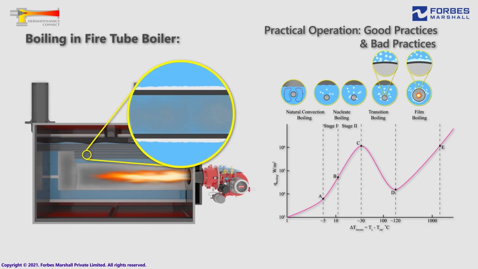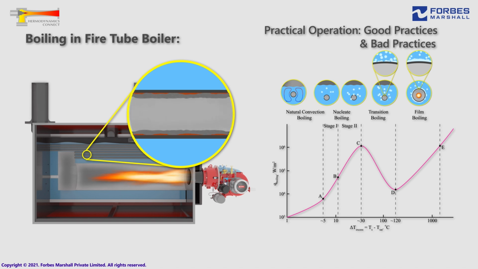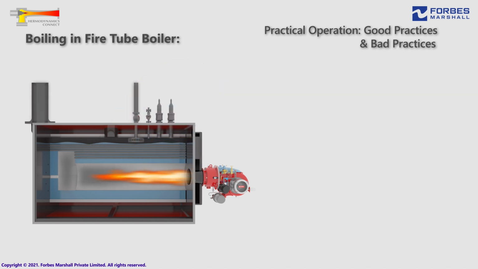As the scaling layer thickness increases, it severely hampers a boiler's steam generation capacity, reducing it by as much as 50%. The soot and corrosion layers in the path of flue gases reduce the available cross-sectional area for flue gas flow. This leads to higher pressure drop and greater power load on the blower of the burner.